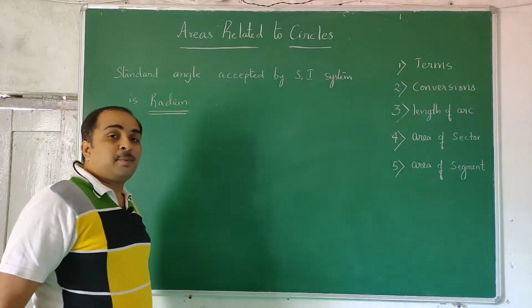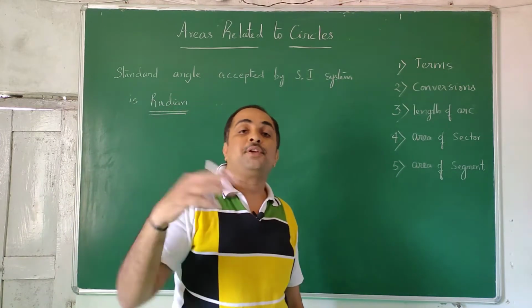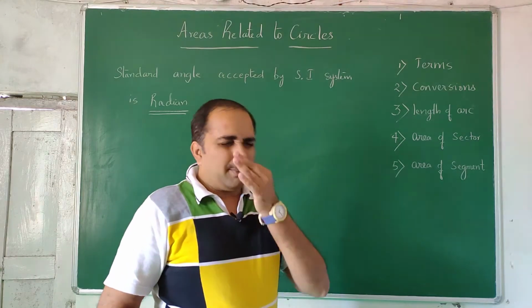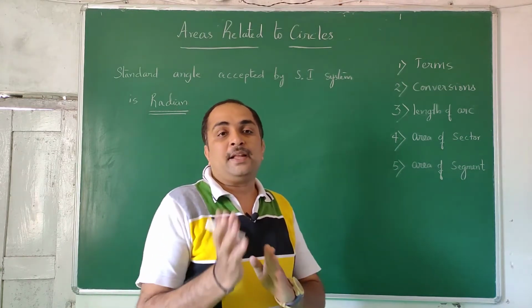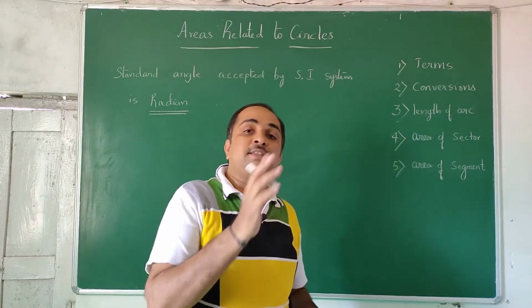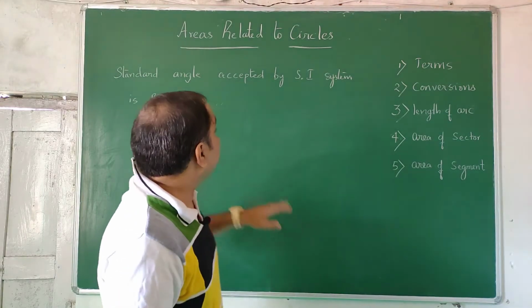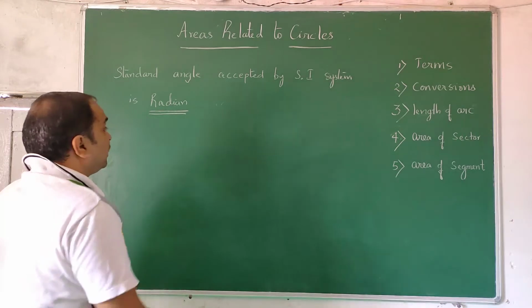Similarly, angles can be measured in number of rotations, like half rotation, full rotation, 2 rotations, 3 rotations, or in number of degrees, 10 degrees, 20 degrees, 40 degrees, 280 degrees, 360 degrees, 720 degrees, or in radians. And the radian is accepted as the standard version.